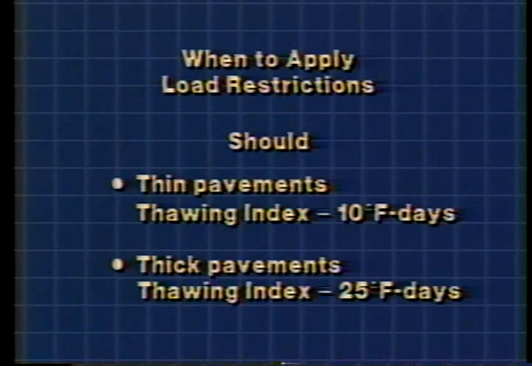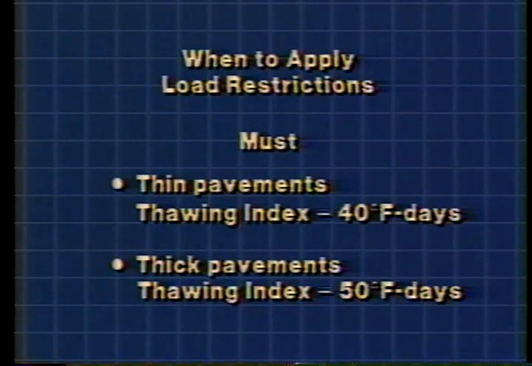You should apply load restrictions after thin pavements accumulate a thawing index of 10 degree Fahrenheit days and thick pavements accumulate a thawing index of 25 degree Fahrenheit days following the start of the thawing period. This is used to estimate the amount of thaw to the bottom of the base course.